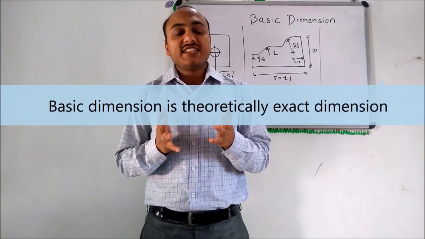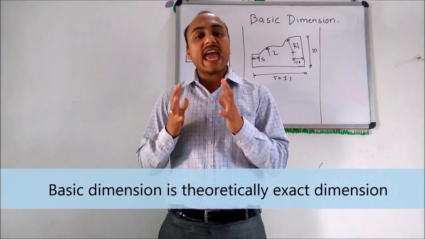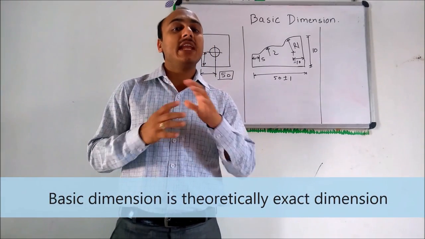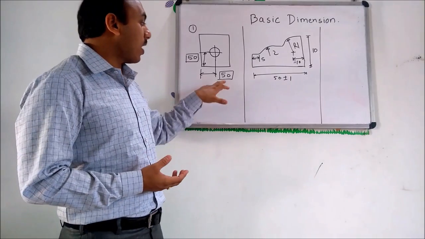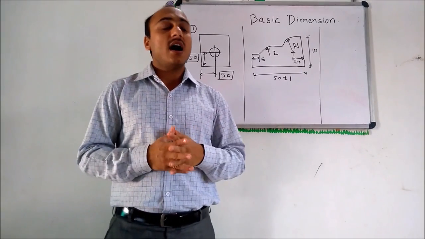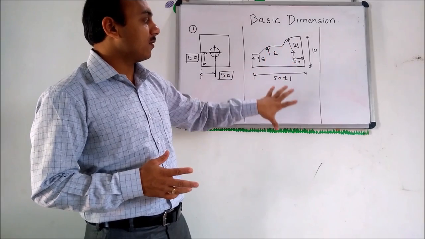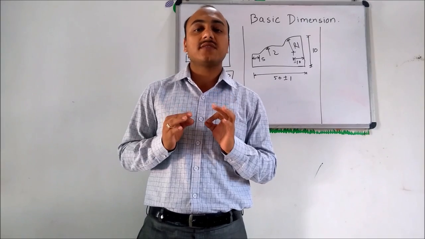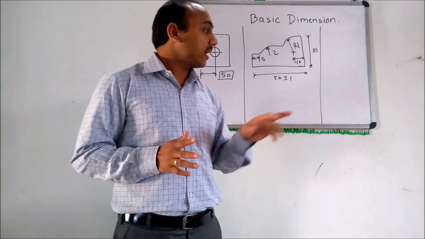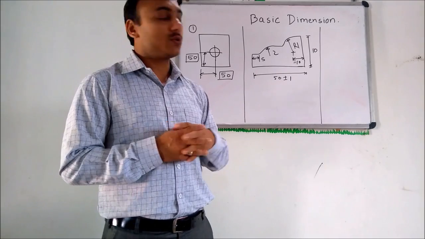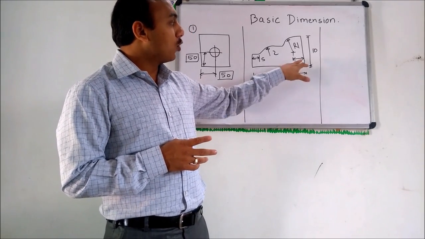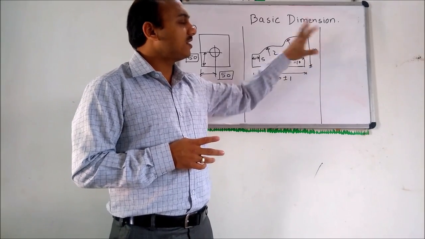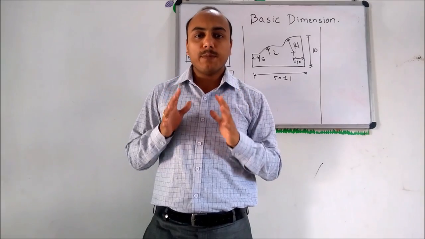So, basic dimension is a theoretically exact dimension. That can be represented in many ways on the drawing. First way is to provide the dimension in boxes. Another way is, if there is such a component, you can write a note like untoleranced dimension or basic dimension. So like here, 50 plus or minus 1 will not be a basic dimension, but the location of this radius, the radius 10 and this thickness 10, all the dimensions will be basic ones.